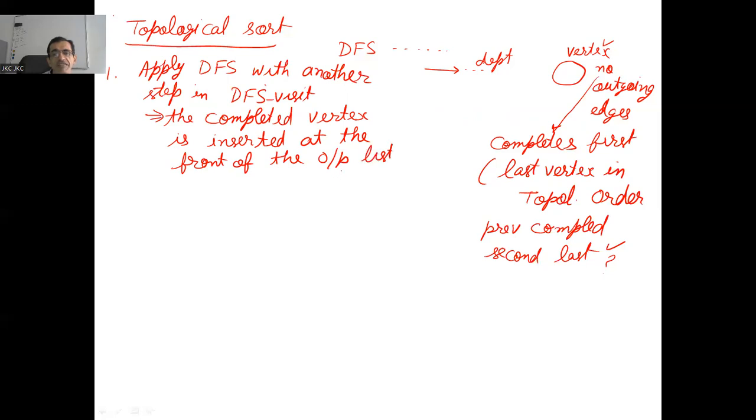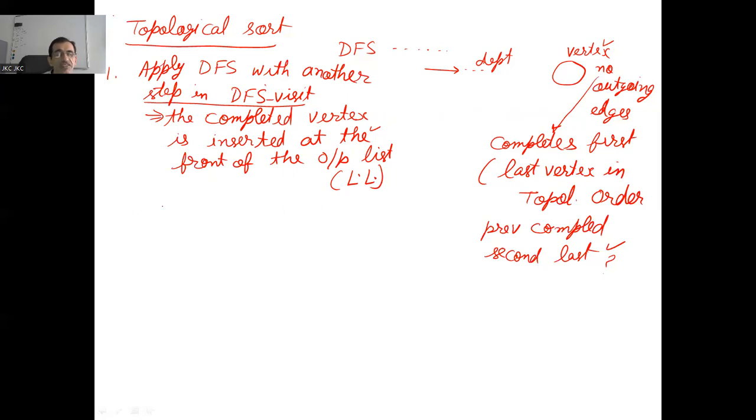The output list, effectively the topological series, will be a linked list. So effectively at the beginning or in the front of that list, you will insert the completed vertex. This step will be the additional one, and obviously at the beginning will mean that the vertex which completes first will be the last, the next completed will come next to this, and so on.